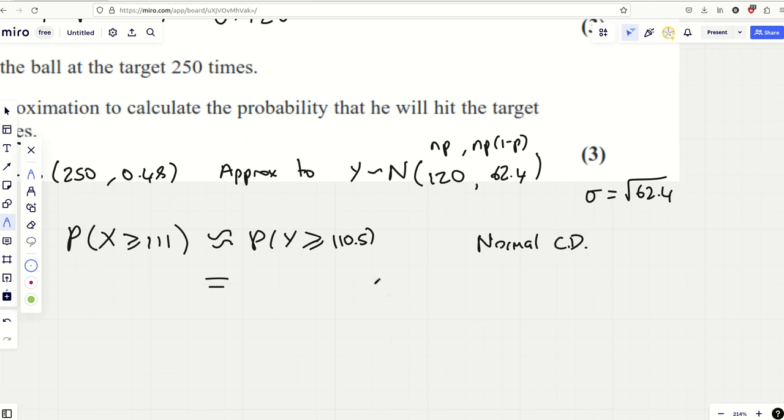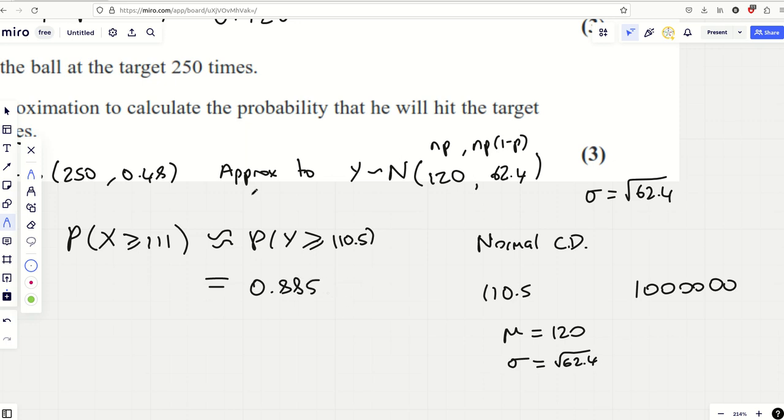And you're going to be using the limits of 110.5 for the lower limit. The upper limit can be like a million or whatever, just put a 1 with a few zeros after it. As long as it's a few standard deviations above the mean, it will be fine. And then you're going to put the mean in as 120, and you're going to be putting the standard deviation in as square root of 62.4, and that should spit out the answer as 0.885 to 3 significant figures. And that's all there is to it.